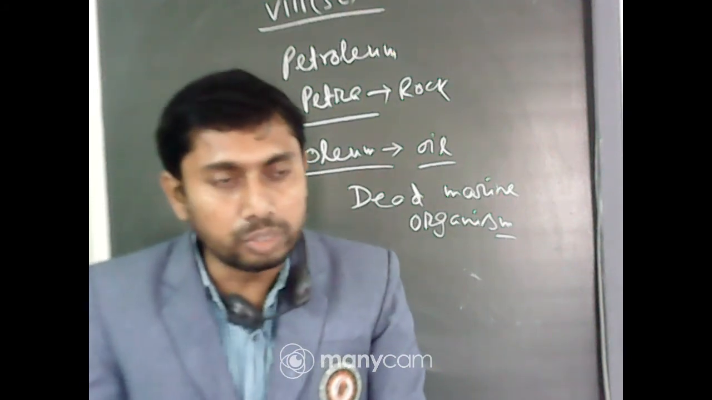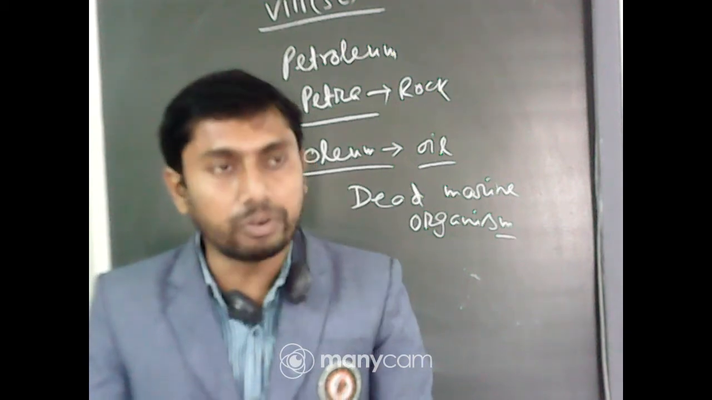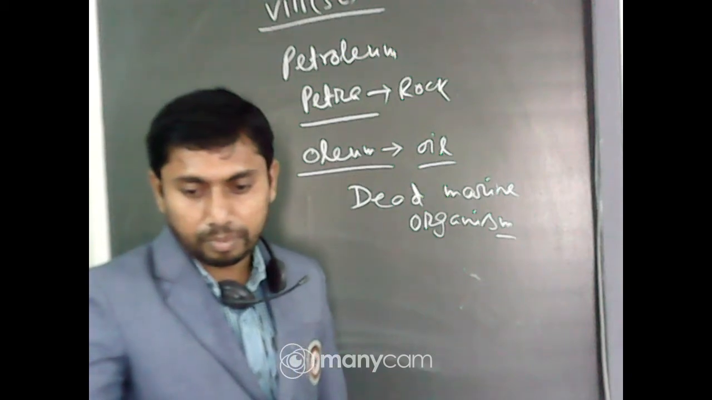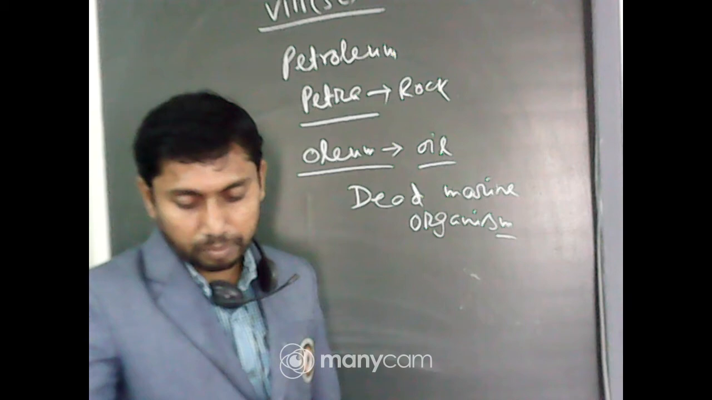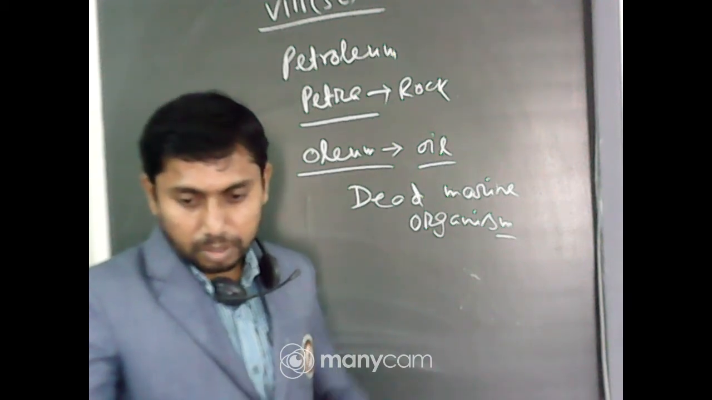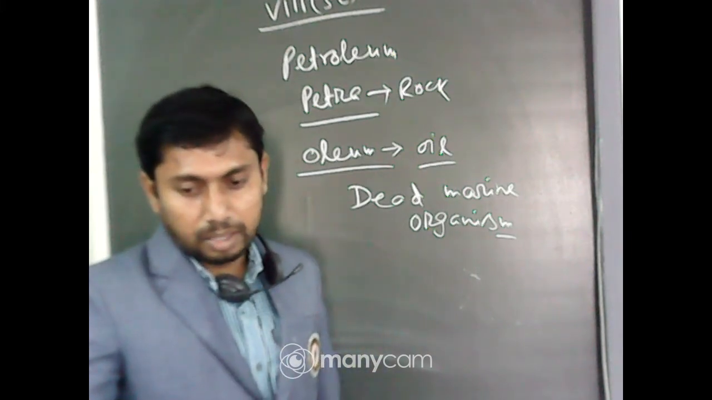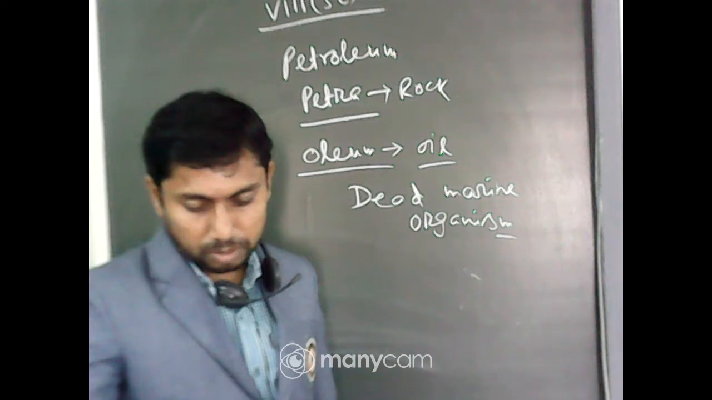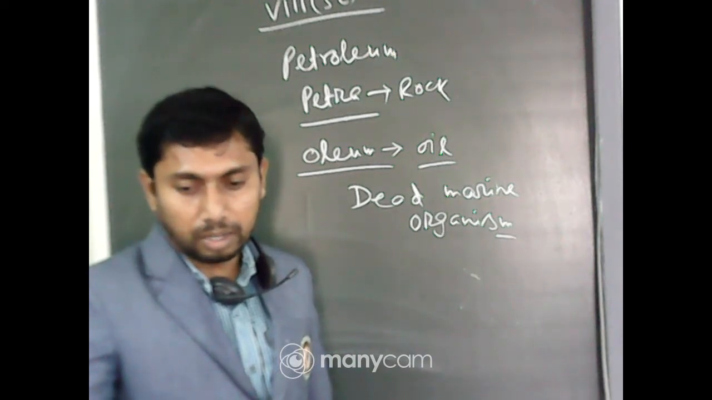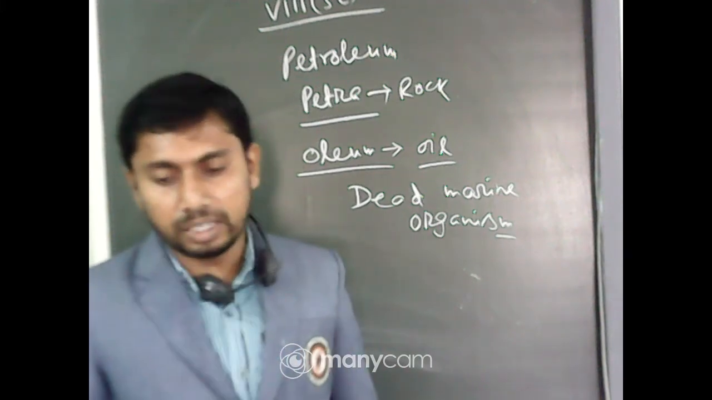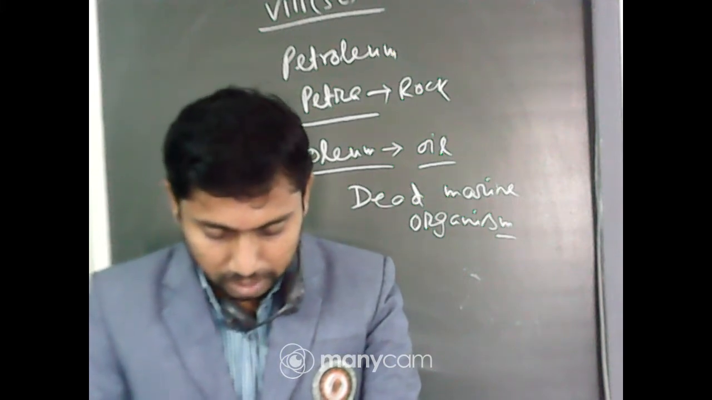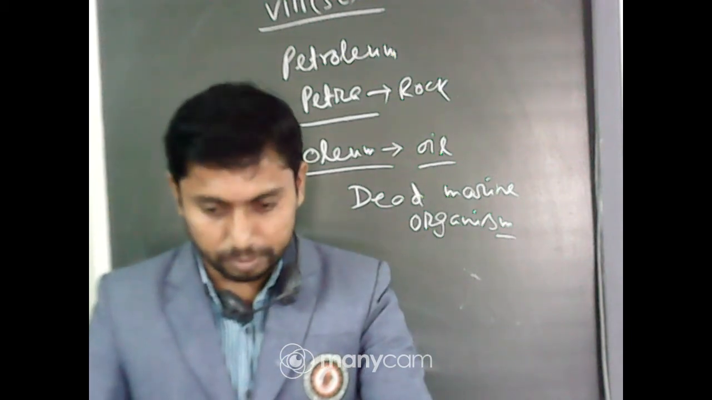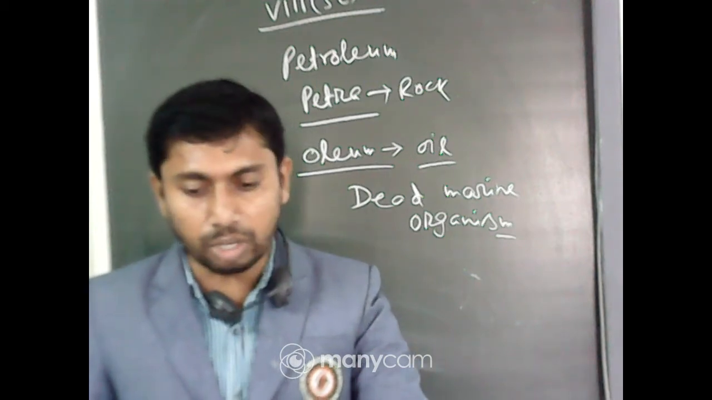Here is a question from general knowledge: where was the first oil well in the world drilled? Yes, Pennsylvania, USA in 1859. The second oil well was drilled in Makum, Assam, India in the year 1867, eight years after the first one.